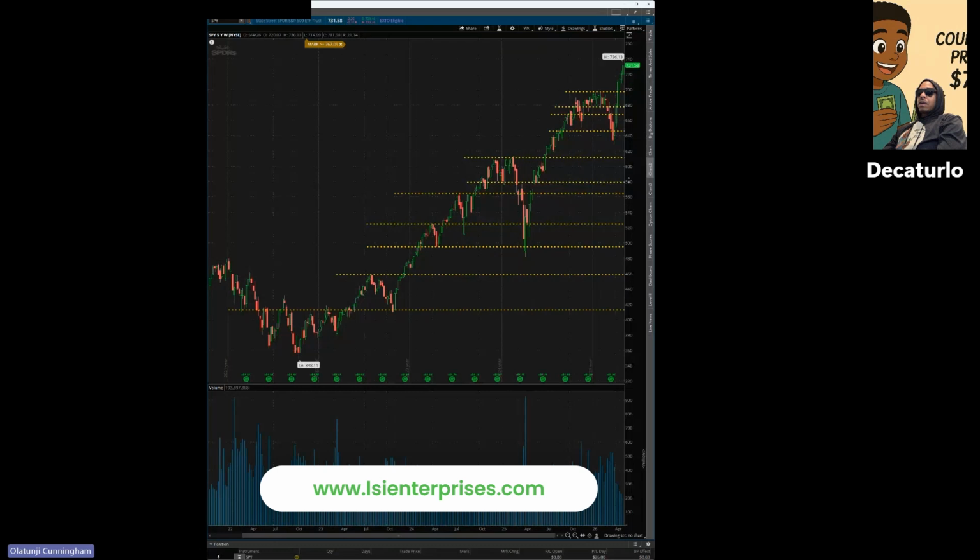So this is a weekly chart. Now what I would do, as you can see, it went through the last what they call resistance level, right? And I'm gonna help y'all out.